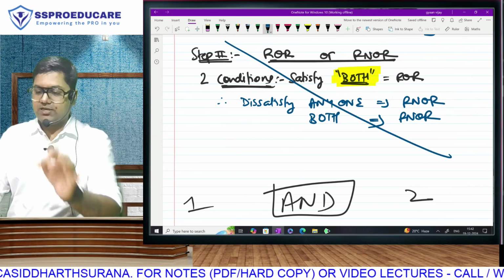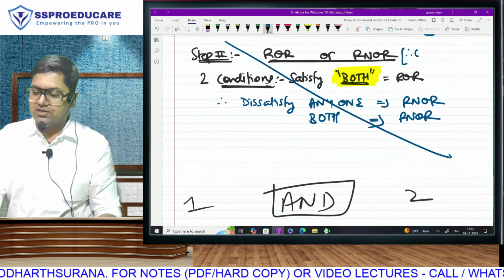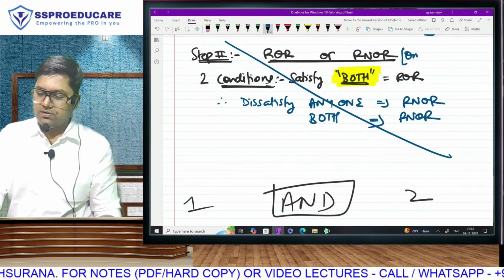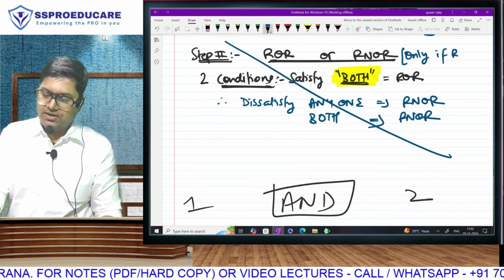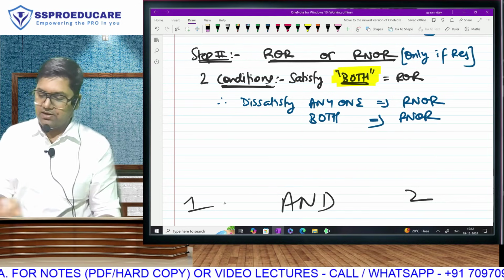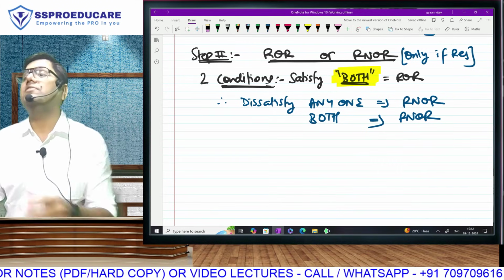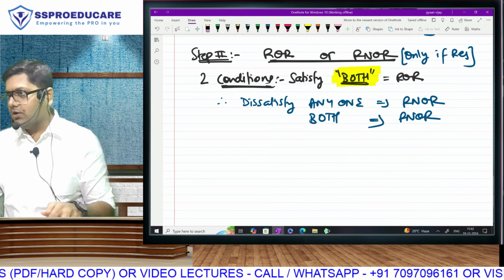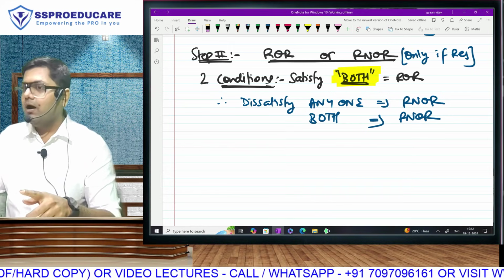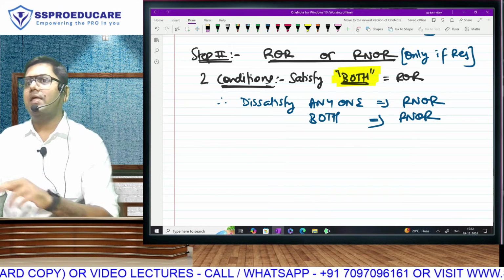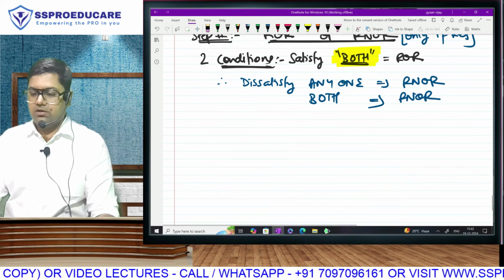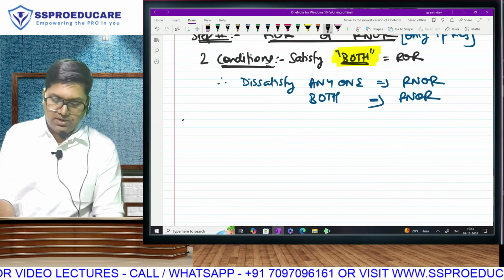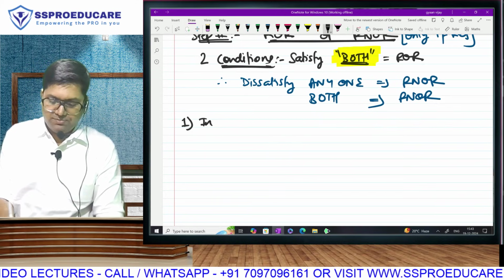If you are doing step 2, one thing is clear: only and only if you are resident. You can never become non-resident here. If you dissatisfy both, still your answer will be RNOR. So satisfy both, ROR. Satisfy only one of them, RNOR. Satisfy none of them, RNOR. Is that clear? Fantastic. What are the 2 conditions?